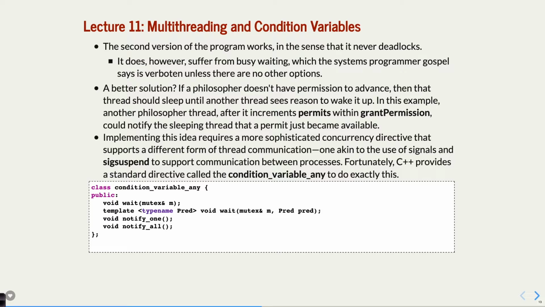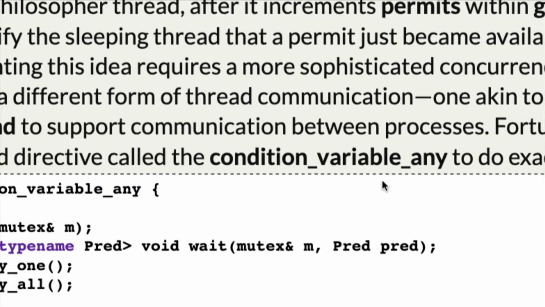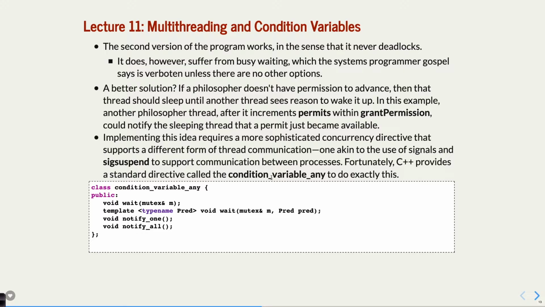In order to have this set up so that we can actually wait for the permits to become available, we have to use another language feature, or another type of variable, which is going to be called a condition variable any. There's also just a condition variable. You can use either. We'll just use condition variable any because it works with multiple different types of locks. But basically what it does is it allows you to say, okay, I'm about to wait for some lock to be ready. Please put me to sleep until that happens. So it's very analogous to sig suspend in that case.